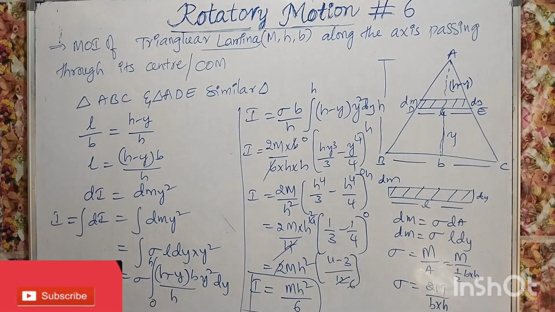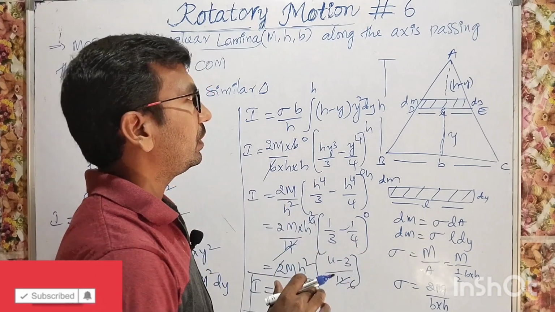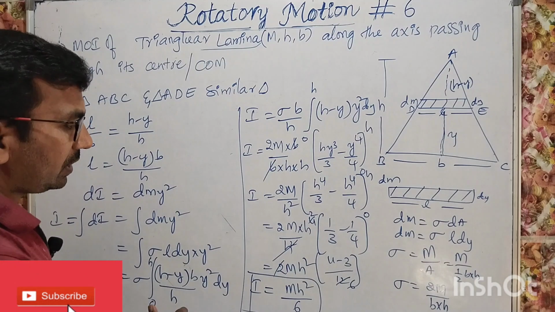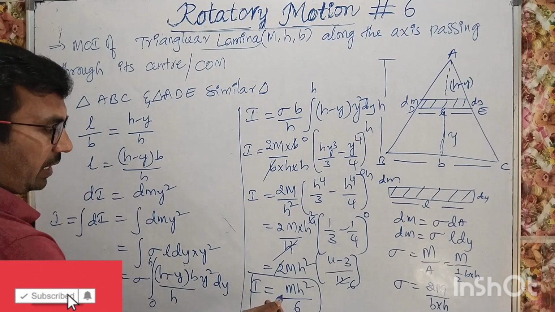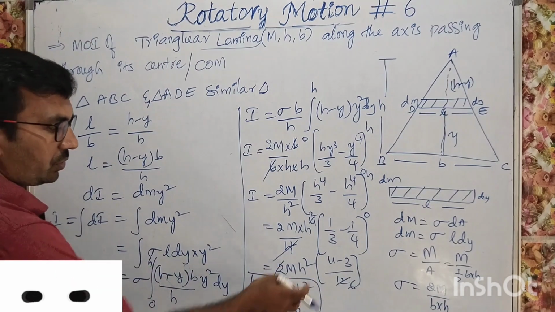For a triangular lamina of mass m, base b, and height h, with the axis passing through its center of mass, what is the moment of inertia? I is equal to m h square by 6.